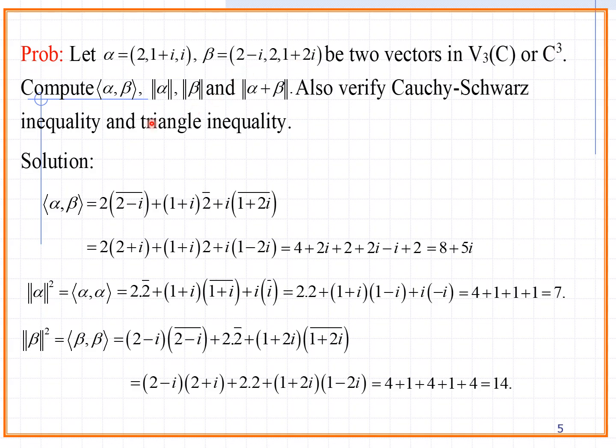Compute the inner product of alpha and beta, the norm of alpha, the norm of beta, and at the same time the norm of alpha plus beta. Also verify the Cauchy-Schwarz inequality and the triangle inequality. In one problem they are asking so many questions. For the first, inner product of alpha and beta, the same pattern: the first term into the second, you can always write like this.